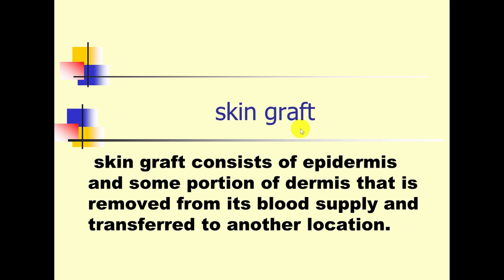We will continue our lectures about skin grafting. We go to the middle of the reconstructive ladder. We consider this reconstructive ladder from the simple one to the more complicated as we go upward. So in the middle of this ladder, we consider the skin graft. The skin graft is a piece of skin consisting of the epidermis and some portion of the dermis, removed from its blood supply and transferred to another location. This is the definition of the skin graft.